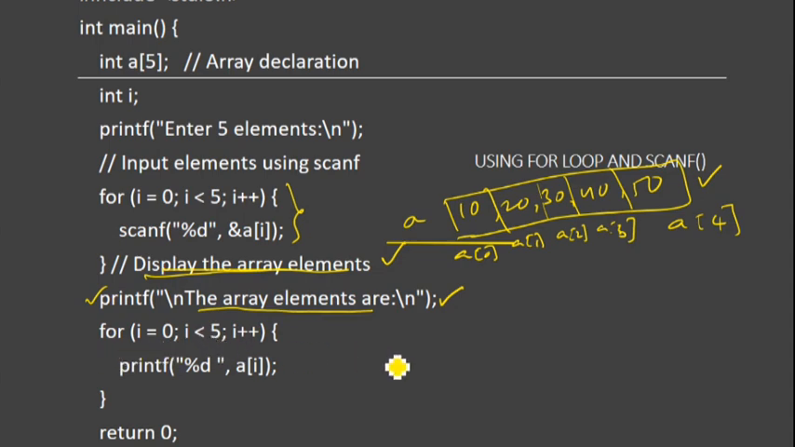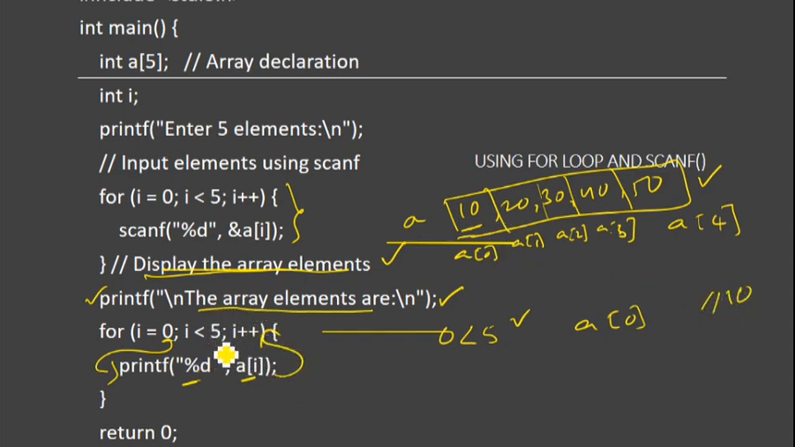Next, for i equal to 0, 0 less than 5, true. So coming here and printing %d, a[i], nothing but what? i means 0, no? So a[0]. What is the value in a[0]? 10. So 10 will be printed onto the screen. Next, it will come here, i plus plus, i will become 1. So 1 is less than 5, true, and goes here.